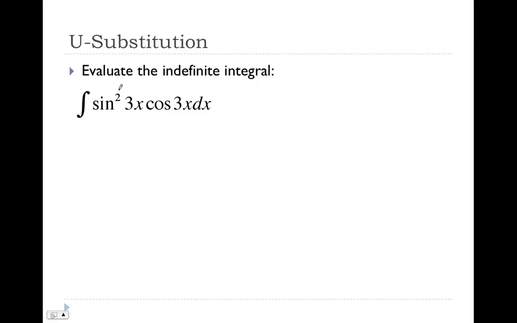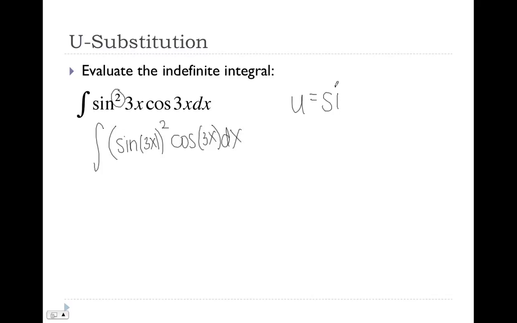All right, the first thing I'm going to do, I hate this notation. I hate this 2 there. So I'm going to rewrite this as sine of 3x squared times cosine of 3x dx. This is a lot friendlier for me. And now I can see that this sine of 3x is an inner function. So I'm going to use that as my u.